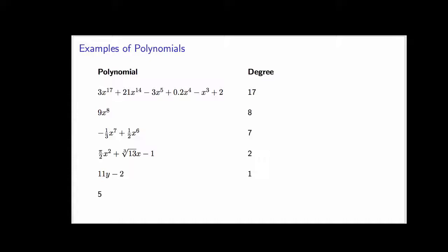And finally, the number 5 can also be considered a polynomial. This is a degree 0 polynomial, and the reason for this is that we can think of the number 5 as being 5x to the 0. So a non-zero constant is also a polynomial.